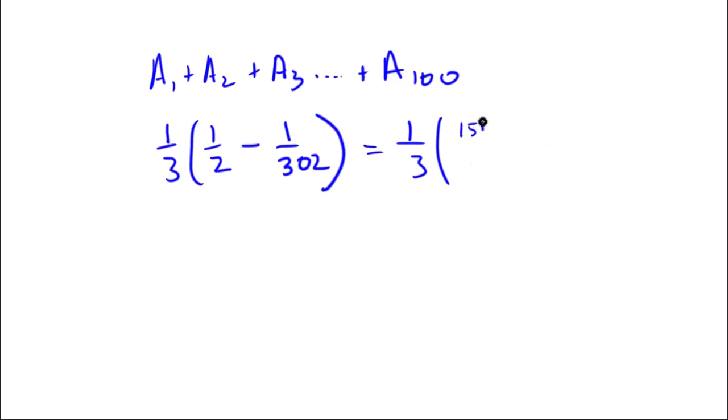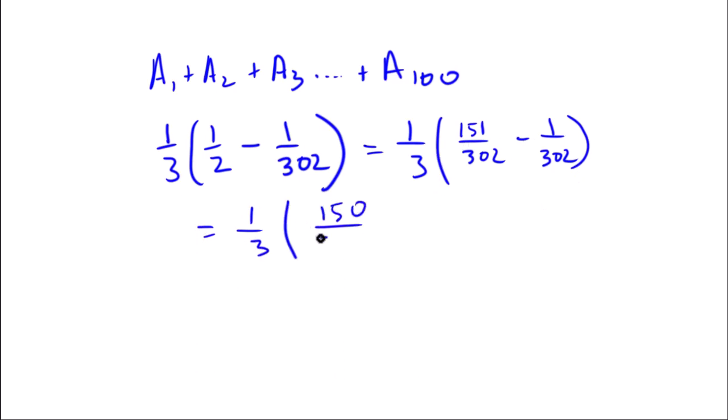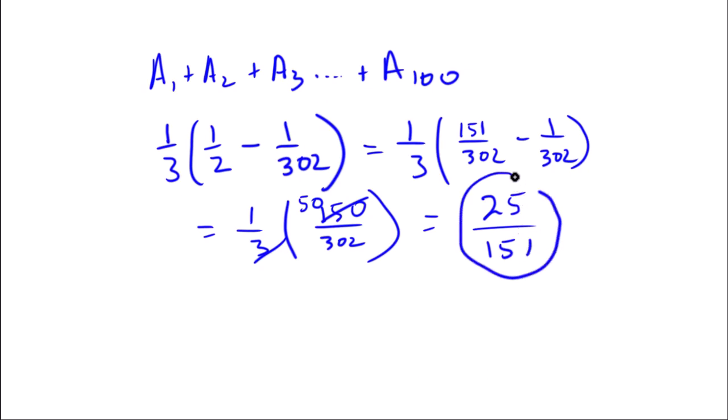That's 151/302 minus 1/302, with a common denominator of 302. It becomes 1/3 times (151 minus 1), which is 150/302. 150 divided by 3 just becomes 50/302. And I can divide each by 2, giving 25 over 151. Now I only have factors of 5 in the numerator, and no factors of 5 in 151, which ends in 1, not a 0 or a 5. This is my final answer.